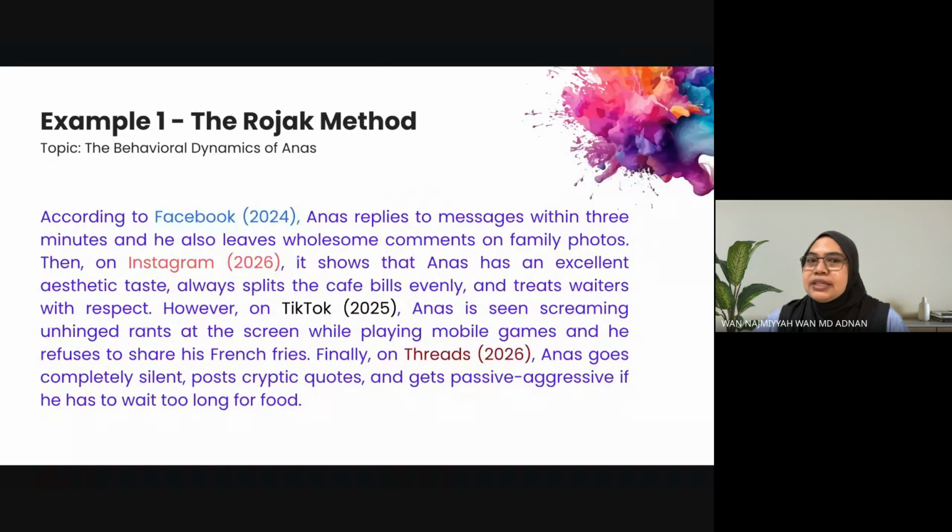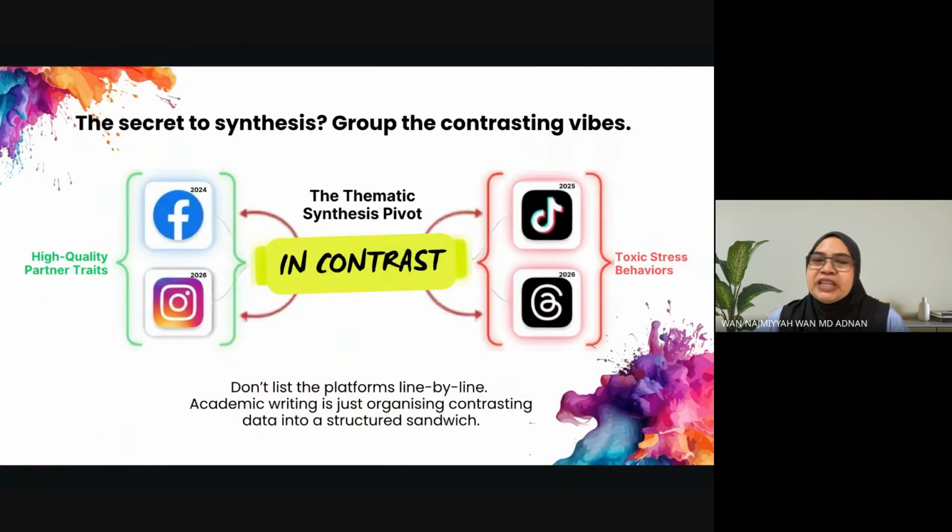So in this case, Facebook and Instagram show signs of a green flag about Anas. TikTok and Threads show signs of a red flag about Anas, right? So once you have your literature matrix, you should group them together based on what they agree and what they disagree upon, based on your themes. This is what we call synthesis.